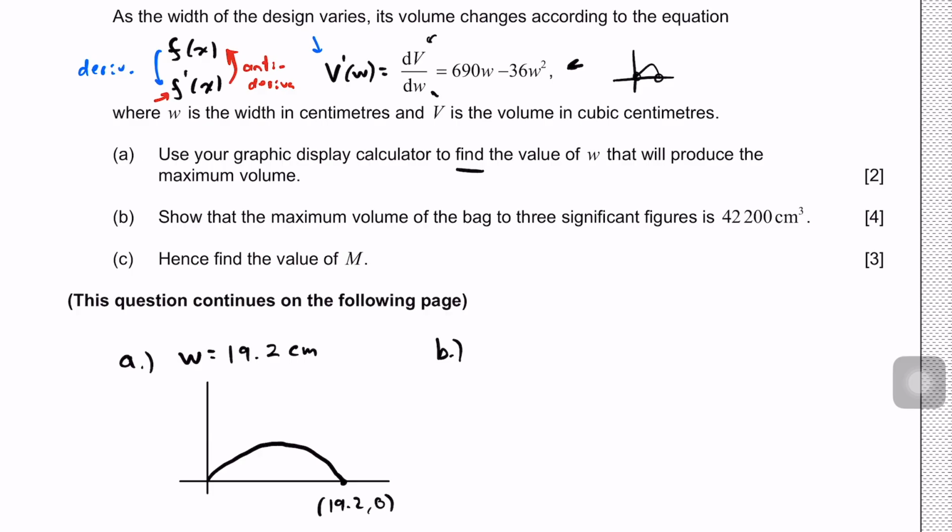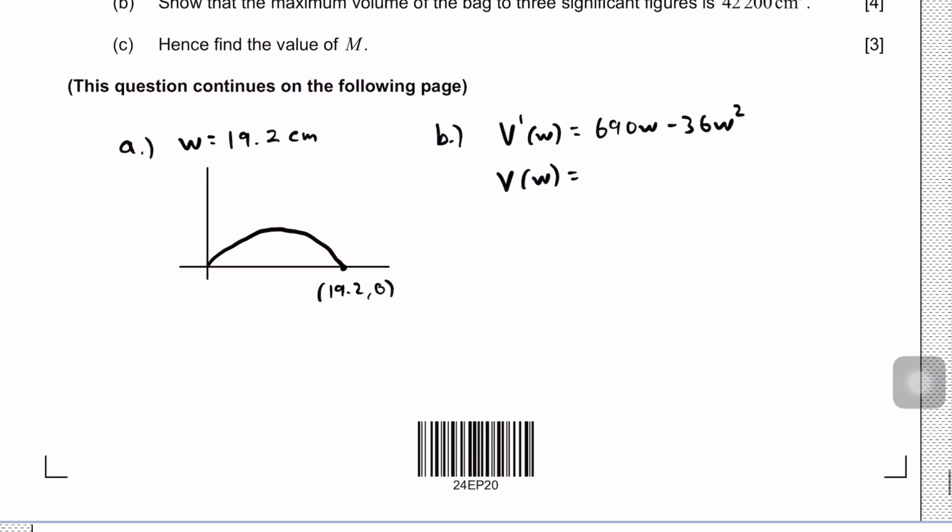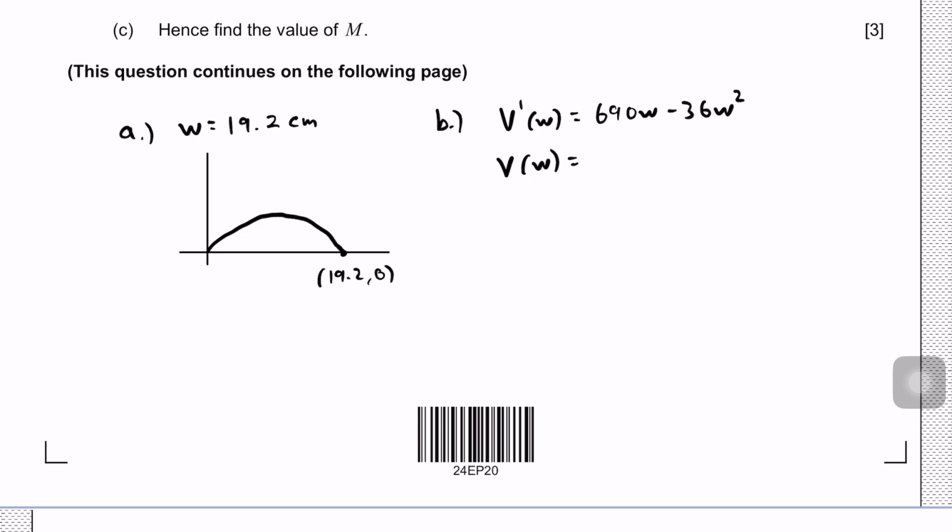Okay, so here we go. This is V prime of W equals 690 W minus 36 W squared. And what we want to do is take the antiderivative. We want to find the relationship between V and W. Remember, this is in your formula booklet.